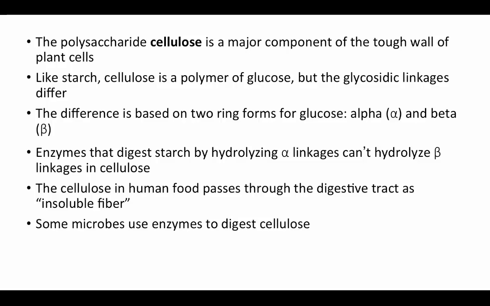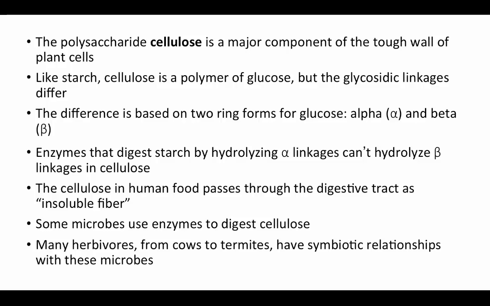Animals who do get the actual energy and break down those cellulose fibers use microbes that actually do produce the enzymes to digest cellulose, and they have symbiotic relationships with them so that the microbes break down the cellulose, and then the herbivore, and this is herbivores from cows to termites, have these symbiotic microbes that break down the cellulose for them. So termites actually can't digest wood by themselves. They need to have their symbiotic microbes to break down the cellulose.